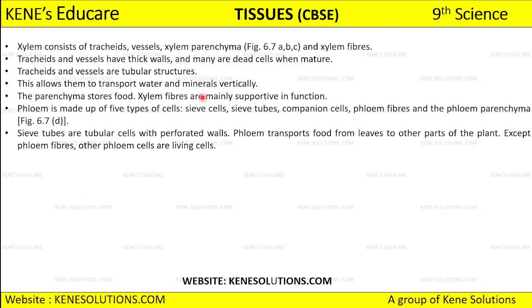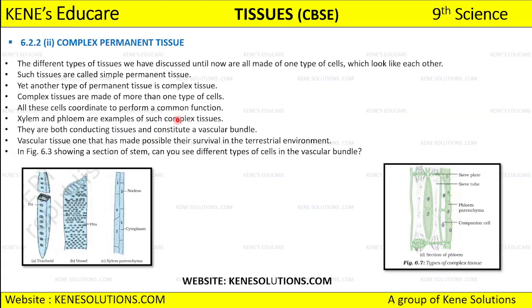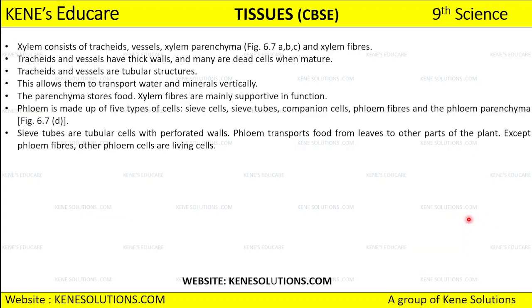And phloem, if I talk about, then this phloem is made up of 5 types of cells. How many types of cells is phloem made of? 5 types. So see, we have sieve tube, we have phloem parenchyma, and we have a companion cell, as well as phloem fibers together. So this is how the phloem is made up of 5 types of cells. Now what are those 5 types? Sieve cells, sieve tubes, companion cells, phloem fibers, and phloem parenchyma. These are the 5 different types of cells which are present in the phloem.